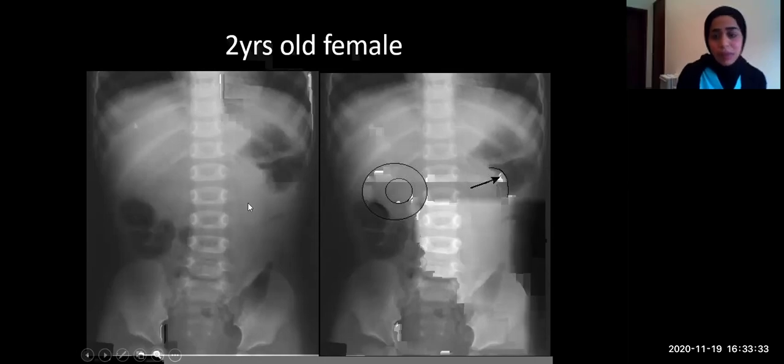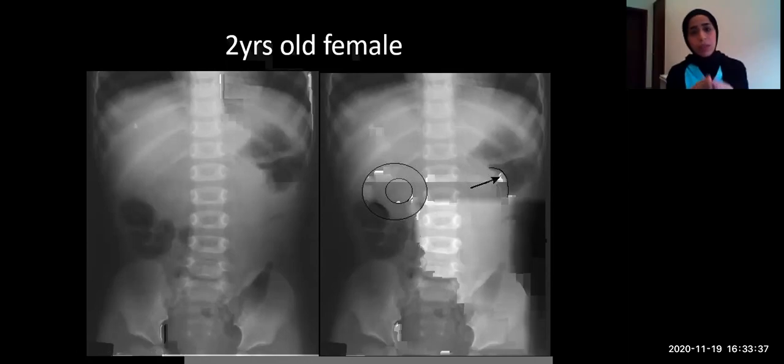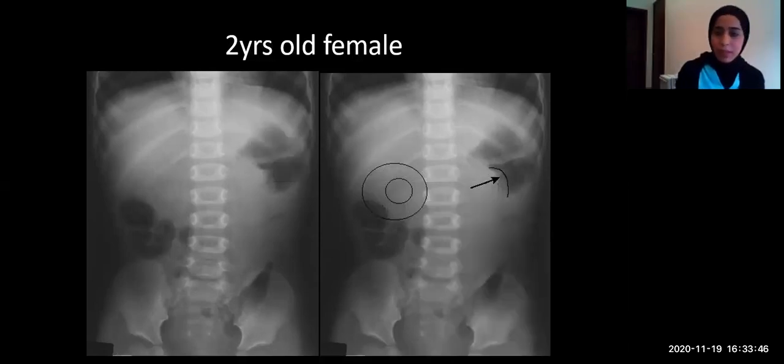If you concentrate more here, you can see a rounded density with rounded lucency, giving the target sign appearance. If you combine all features together in this 2-year-old female with irritability and colicky pain, intussusception should be raised up.